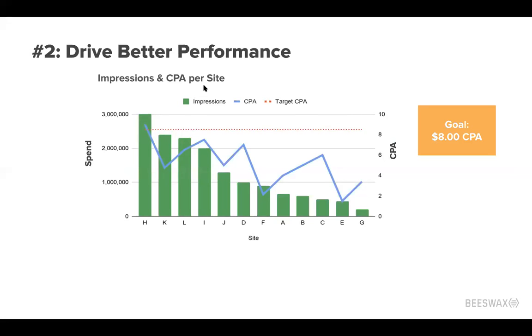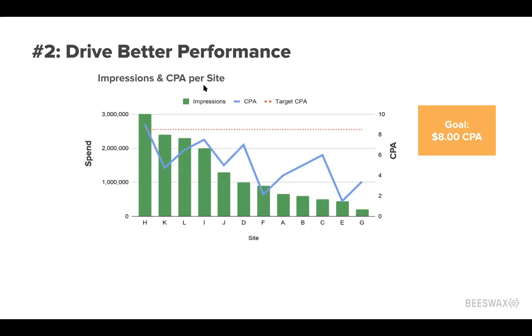A second use case is more around driving better performance. Independently of having more premium inventory, there's inventory that I see post campaign or mid flight of the campaign that is performing better than others. Let me just explain this chart briefly. On the y-axis on the right, I have my CPA. My goal CPA as an advertiser, let's say, is an $8 CPA. The left y-axis is the media spend and the x-axis are individual sites.